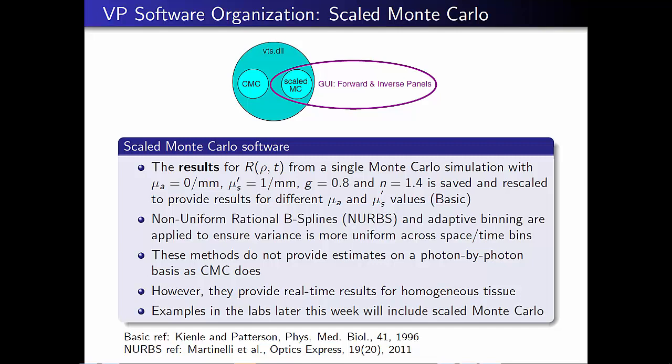But just keep in mind, when you choose this, it's called basic. It's a pull down called basic Monte Carlo. You're not actually running a simulation, you're taking results that are being scaled. And we coded up the basic, but then a graduate student here, Michele Martinelli, expanded on that using non-uniform rational B-splines and adaptive binning. He found that in far times and rho bins, the bins weren't big enough to ensure a uniform variance across the whole result domain. And so he made these adaptive bins to make that more uniform, and then he applied a non-uniform B-spline to smooth out the results. And that's called the NURBS scaled Monte Carlo in the pull down. And you'll be using those quite a bit in the labs. So I just wanted to show the distinction.